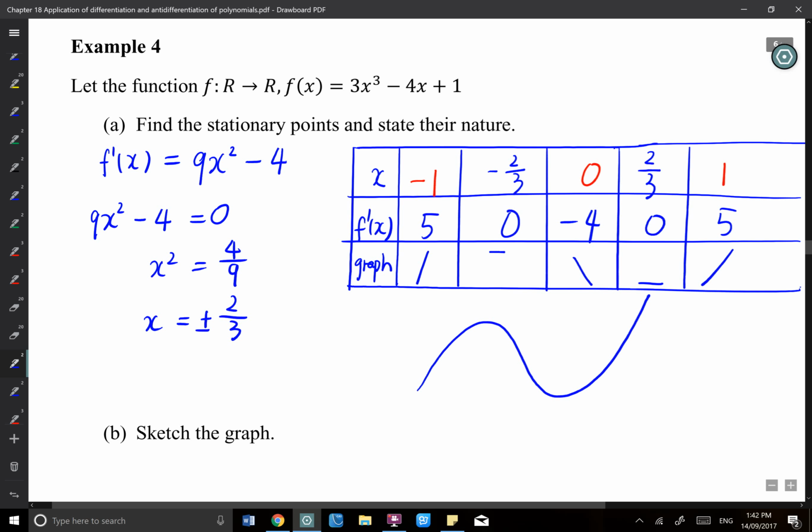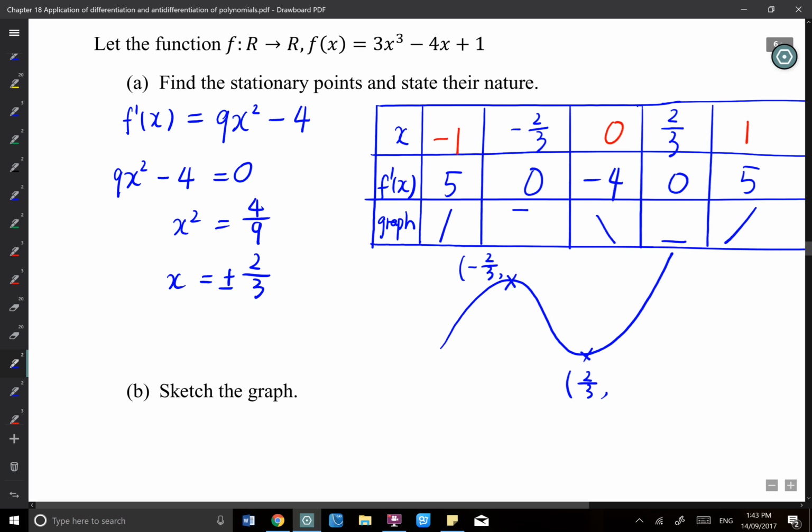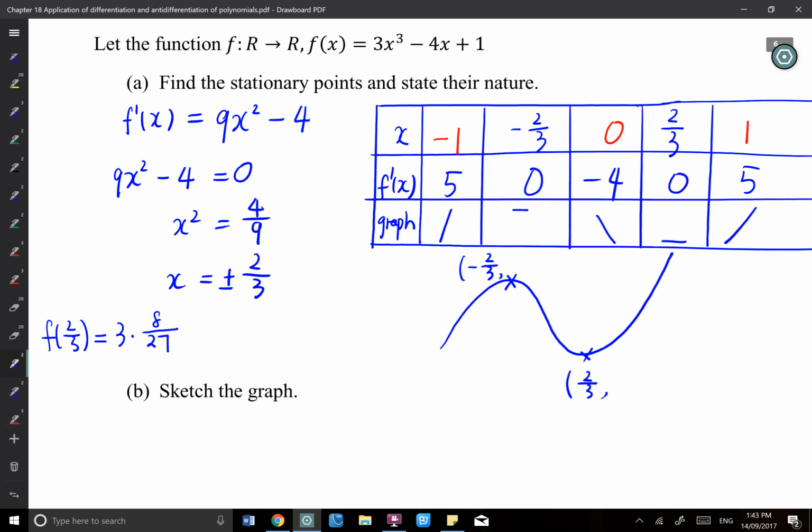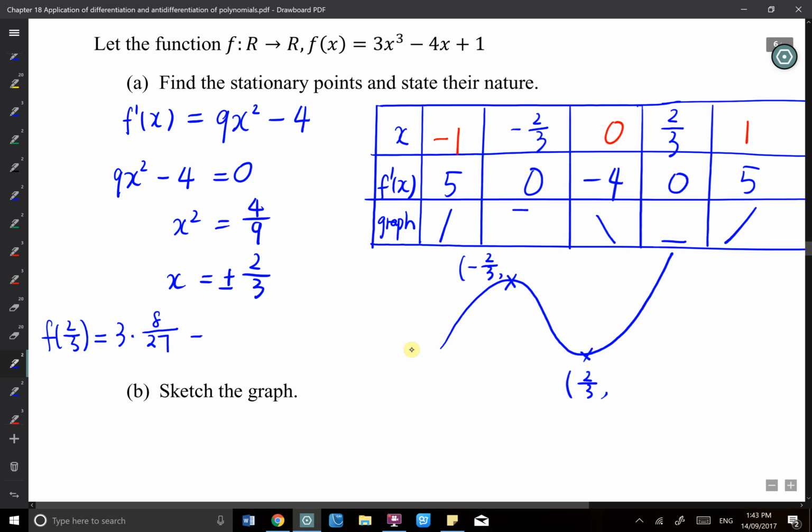The shape of the graph is that. I know that point is (-2/3, ...) and that point is (2/3, ...). I need to calculate f(2/3). That's 3 times 8 over 27. 3 times 3 is 9, 3 times 9 is 27. So 8 over 27 minus 4 times 2/3 plus 1.